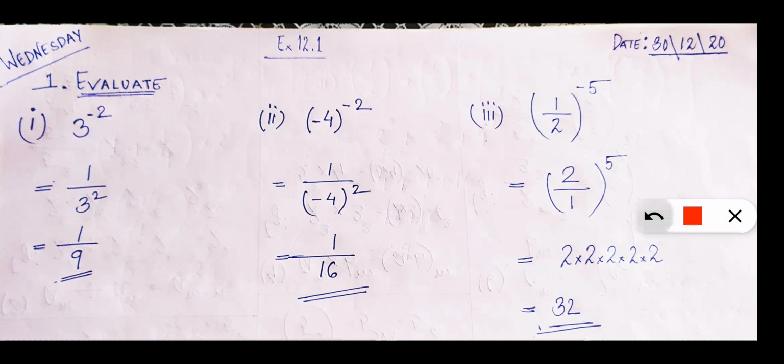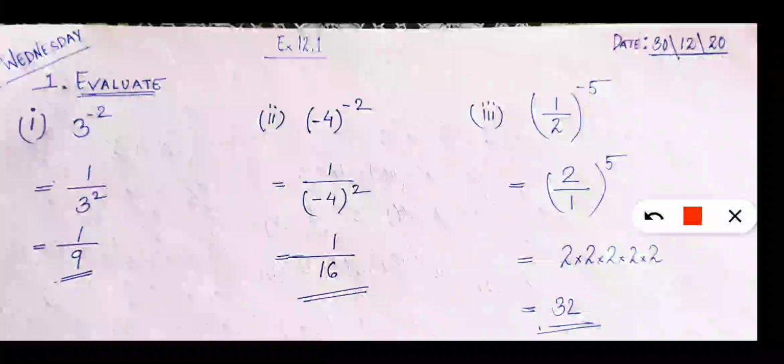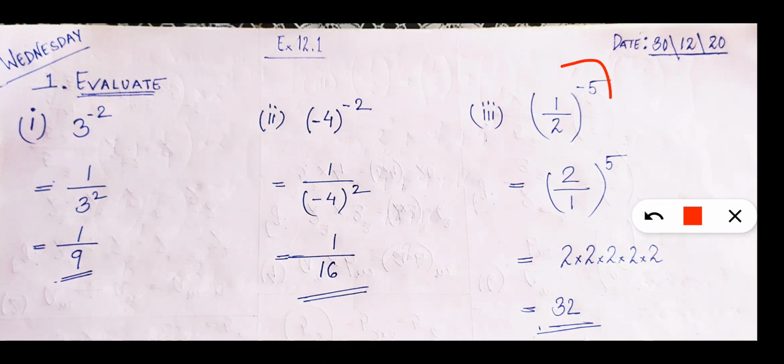Okay, let's move to Roman number 3. 1 by 2 whole inverse 5. Very simple, you need to convert this negative power into positive power. So this will change its place. Numerator will go to the denominator and denominator will go to the numerator. So 1 by 2 will become 2 by 1.